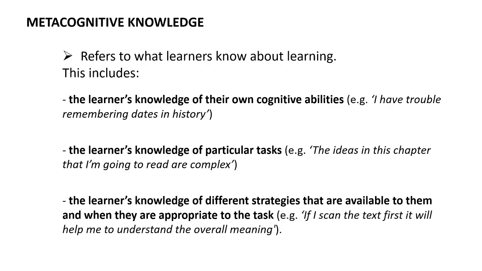Alright. So when we talk about metacognitive knowledge, what do we mean by this? It refers to what learners know about learning. This includes the following: the learner's knowledge of their own cognitive abilities. For example, I have trouble remembering dates in history. Some of the learners have trouble remembering dates in history.